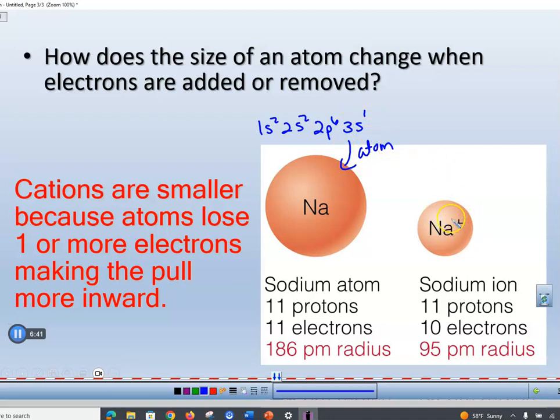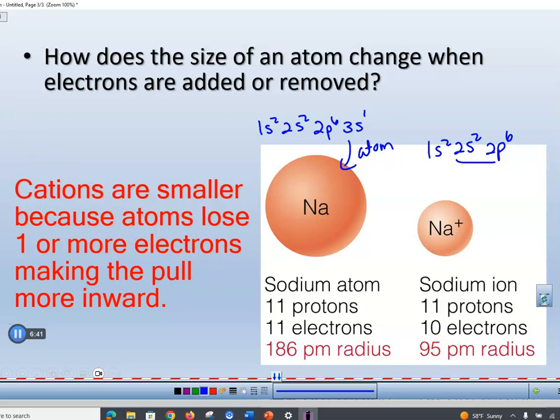Well, how does it become a positive 1? 1s2, 2s2, 2p6. We've taken that 3s1 completely off. So this only has 2 energy levels, so it gets smaller. So cations are always smaller than the original atom. You can see here we measure it in picometers, and you can see it's almost half the size. It's crazy how much difference that one little electron will make.